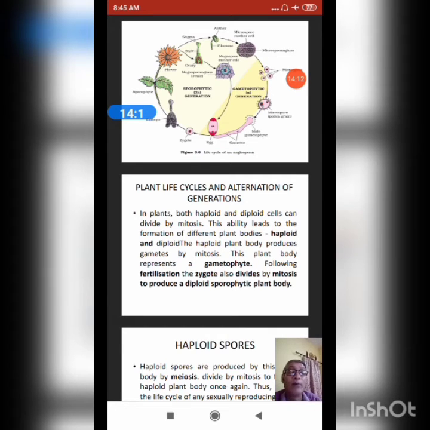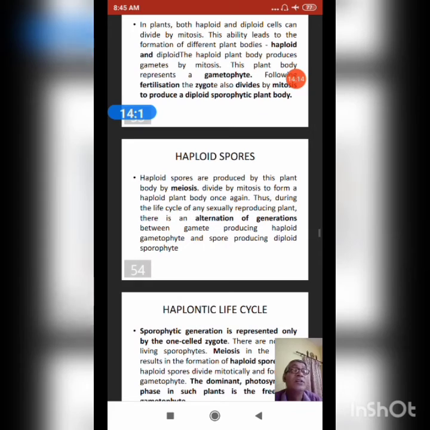So the haploid spores are produced by the plant body by meiosis. We know it, we have discussed it. These divide by mitosis to form the haploid plant body again. So during the life cycle of a sexually reproducing plant, there is an alternation of generations between gamete-producing haploid gametophytes and spore-producing diploid sporophytes.